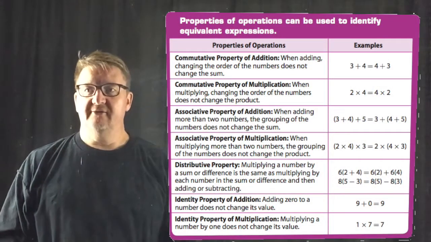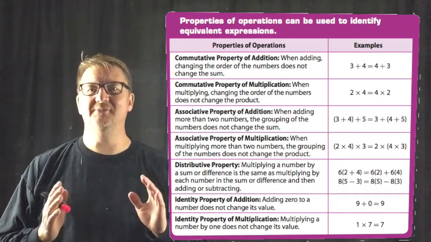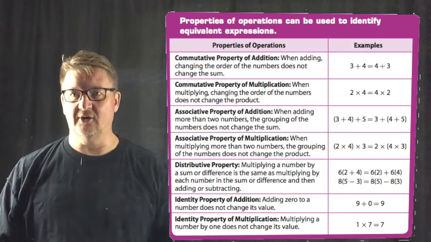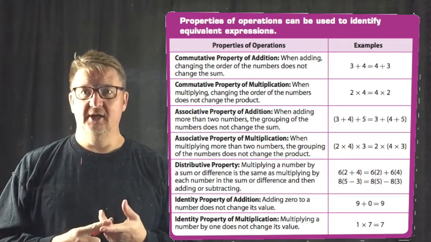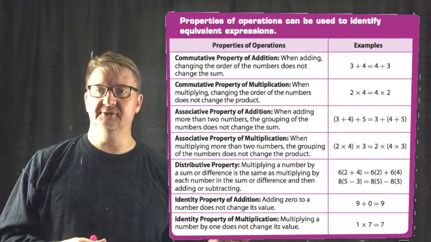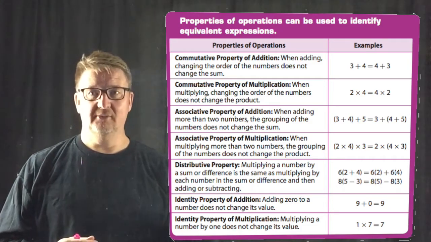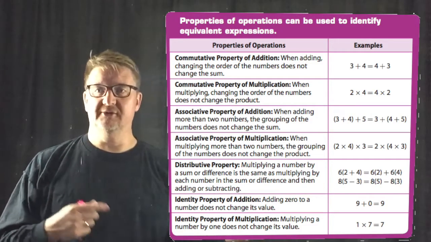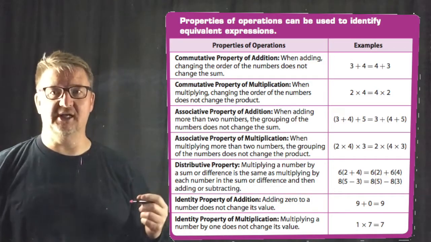Next we have the distributive property. Now the distributive property can be a little tricky, but once you get the hang of it, it's not that hard. What the distributive property says is that if you multiply a number by a sum or a difference, it's the same thing as multiplying by each number in the sum or the difference, and then just adding or subtracting them together. Let me give you a real quick example.